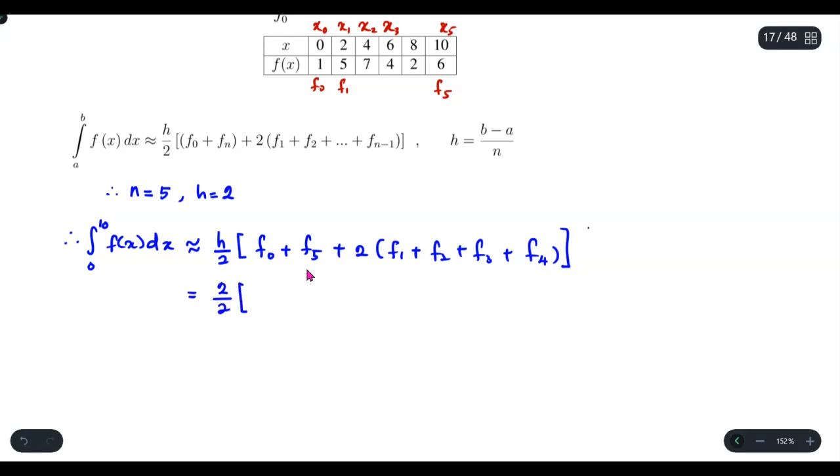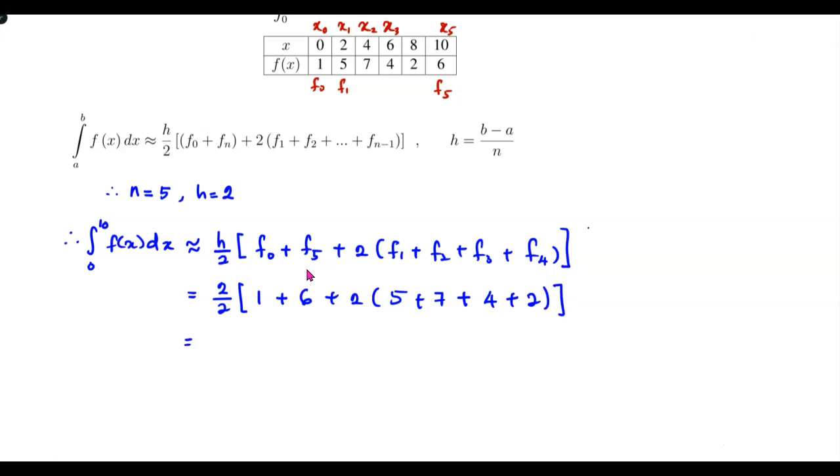Based on the given data, f0 is 1, plus f5, the last point, which is 6, plus 2 times the remaining: f1 is 5, f2 is 7, f3 is 4, and f4 is 2. The rest is just to simplify all the terms, and the final answer is 43.